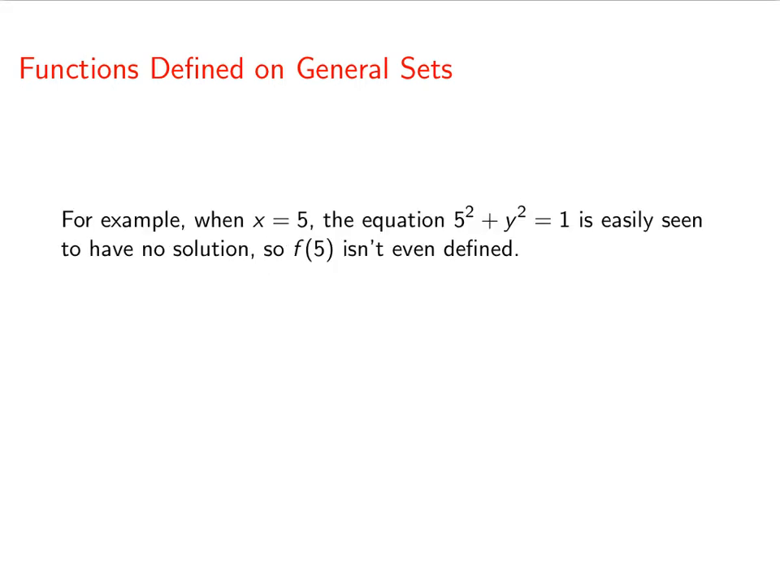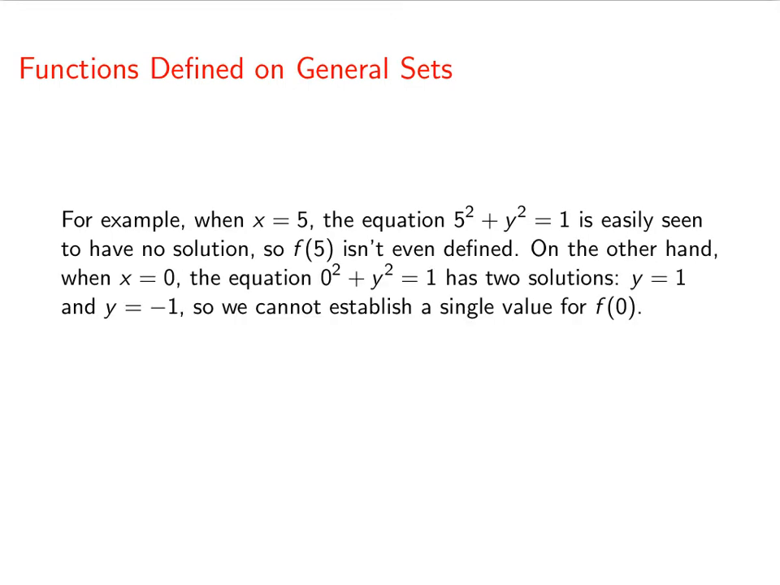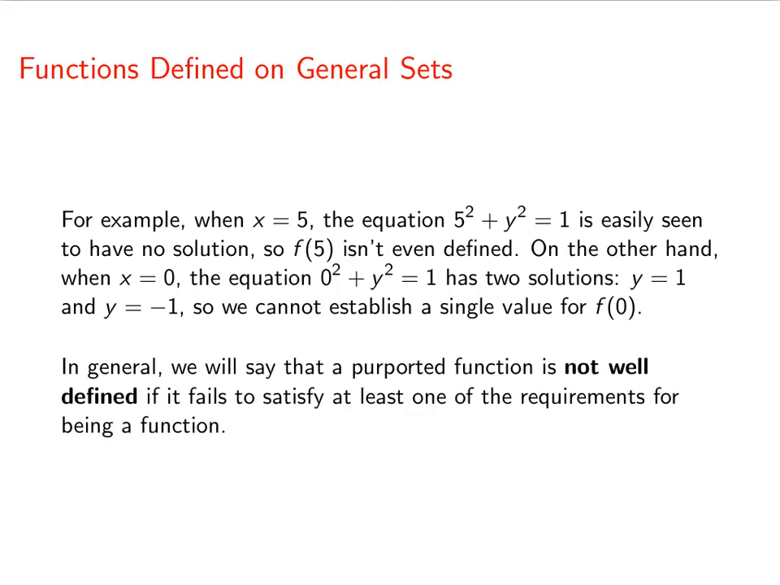So, for example, when x is equal to 5, the equation 5 squared plus y squared equals 1, you can see it has no solution, so f of 5 isn't even defined. On the other hand, what about when x is equal to 0? Then we have 0 squared plus y squared equals 1. That has two solutions, y equals 1 and y equals negative 1. So it's not even possible to establish a single value for f of 0. So what we'll say is that anything that wants to be a function but doesn't satisfy the condition of a function is not well defined.